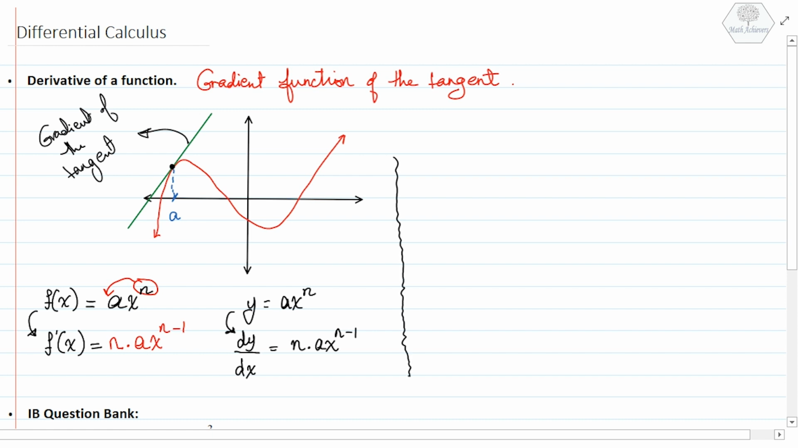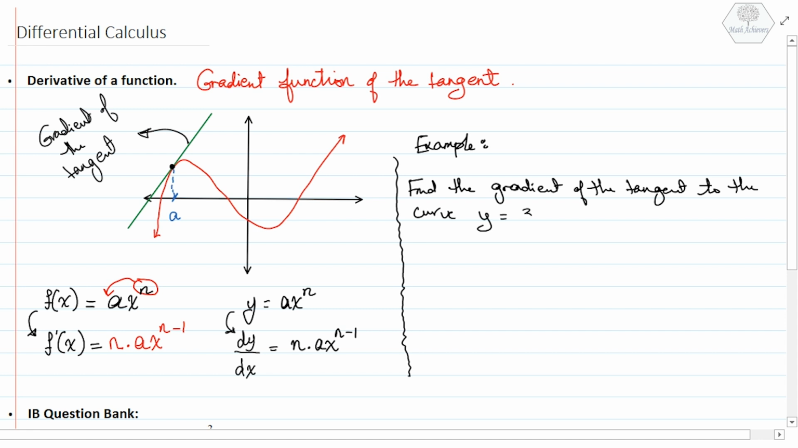So now, let's have a simple example. Find the gradient of the tangent to the curve y is equal to 3x squared minus 5 at x equals 2.